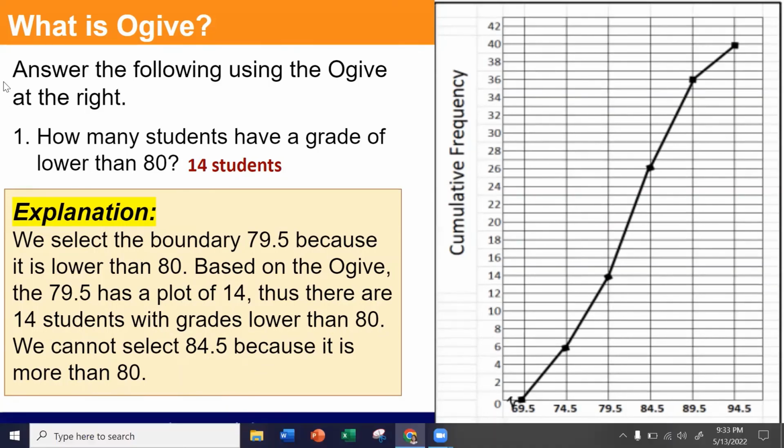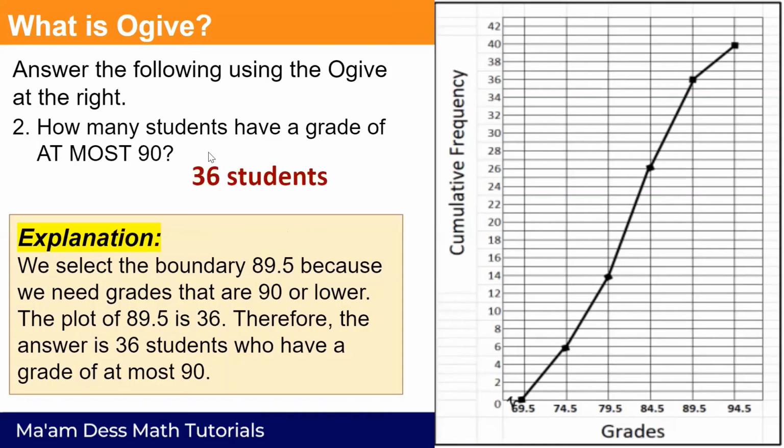Next. How many students have a grade of at most 90? So, eto, may answer na po kasi, 36 students. At most 90, so, alin ang pipiliin natin? So, yung 89.5. So, it is 36 students. Explanation, we select the boundary 89.5 because we need grades that are 90 or lower. The plot of 89.5 is 36. Therefore, the answer is 36 students who have a grade of at most 90.